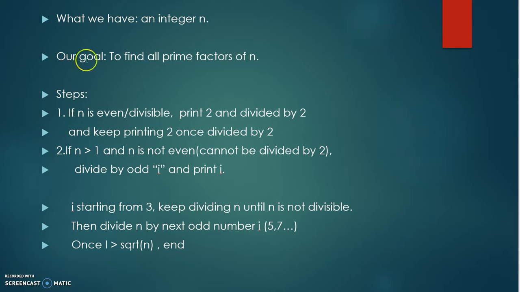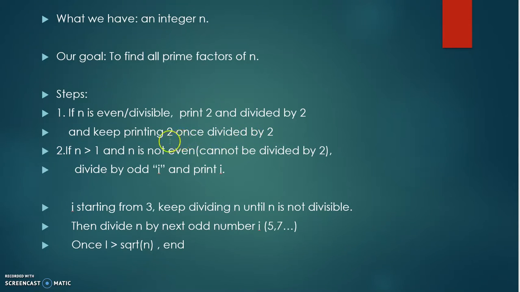So what we have here is an integer n, and what we're trying to do is to find all the prime factors of the integer n. The correct steps are, firstly, if the integer n is even or divisible by 2, we print a 2 and we divide it by another 2, and we keep printing 2 once it is divided by 2.